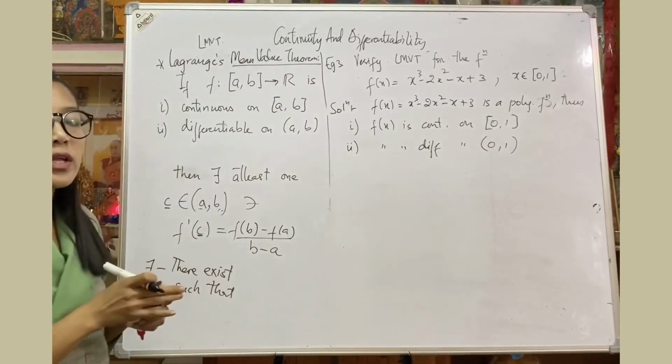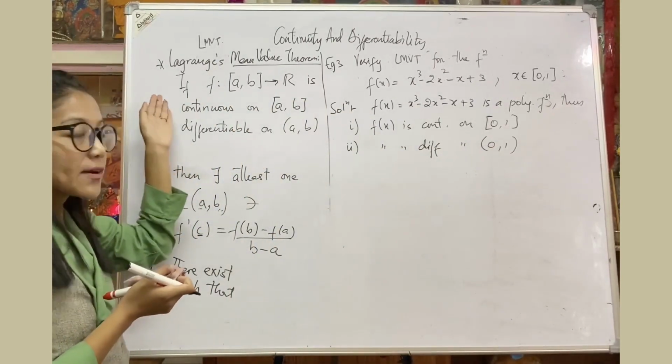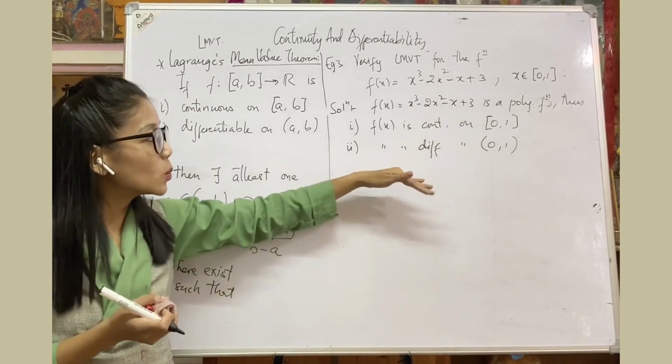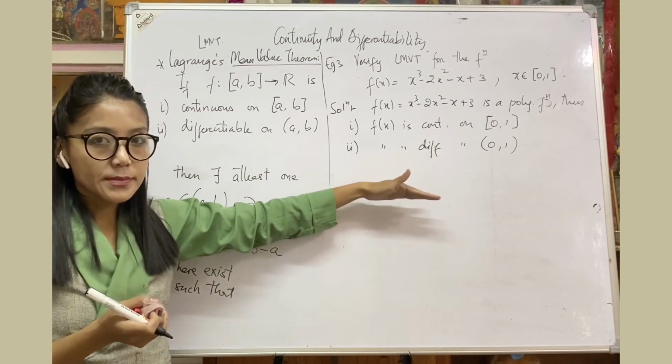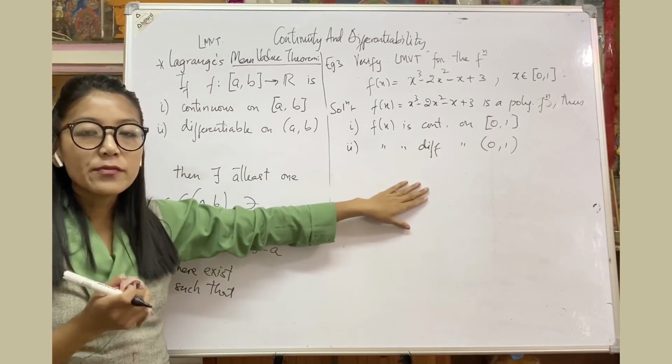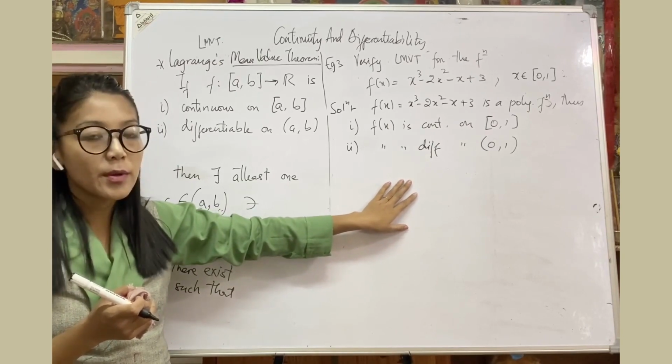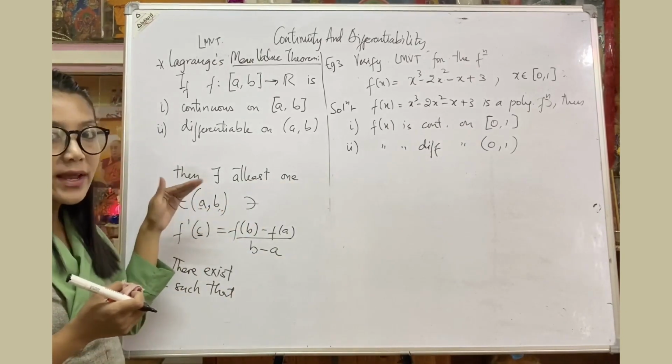In the mean value theorem you only have to look for these two conditions, whereas in Rolle's theorem we have to check one more condition, that is f of a is equal to f of b. It is not here in Lagrange's mean value theorem. So now we'll directly come to finding c.